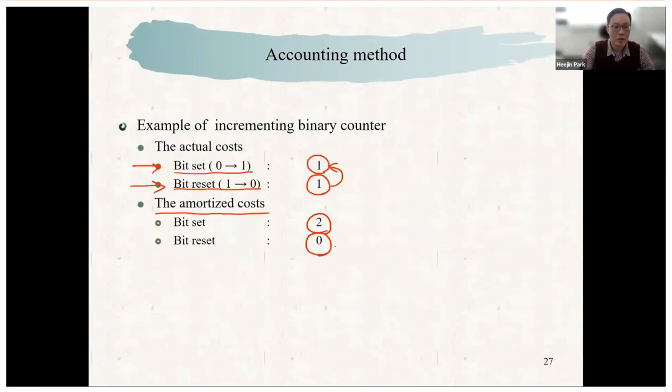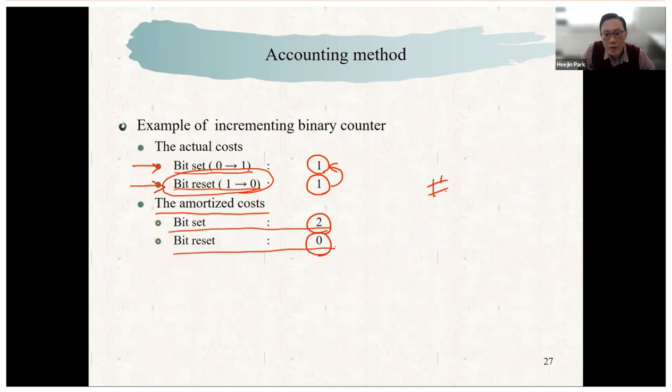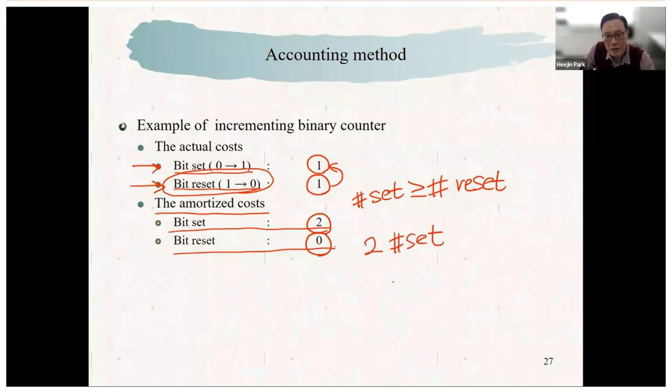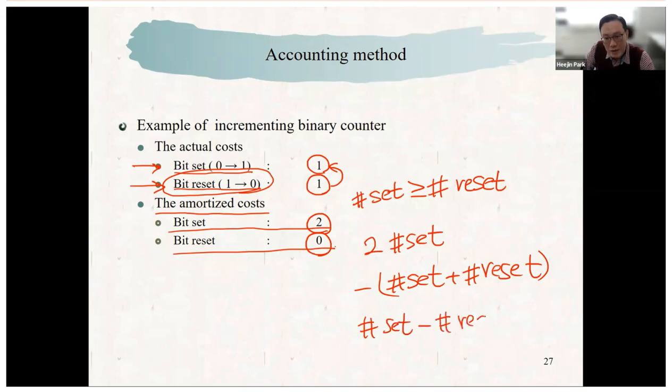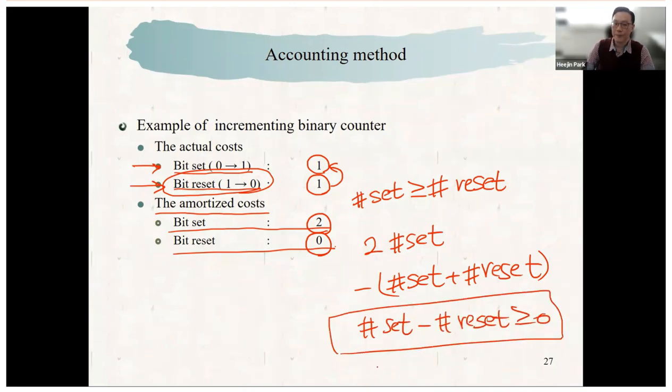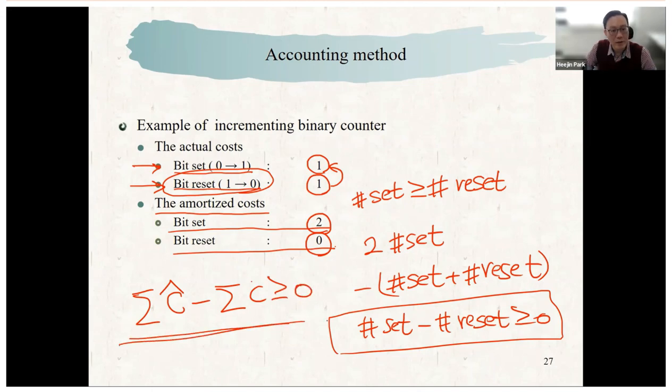So let's get back to this. And it is true because the bit reset operation is possible only after a bit set. The number of total bit resets cannot exceed the number of bit sets. Okay, so the amortized cost is twice the number of bit sets, and the actual cost is the number of bit sets plus the number of resets. If we subtract this from this, then the number of sets minus the number of resets is 0 or more. Okay, then this explains that the summation of the amortized cost is bigger than or equal to the summation of the actual costs.